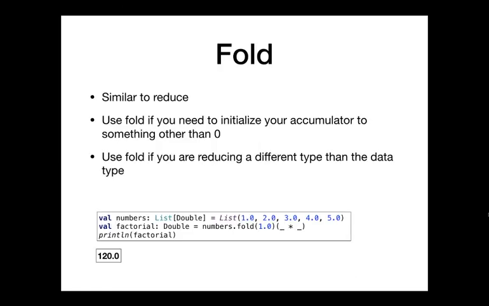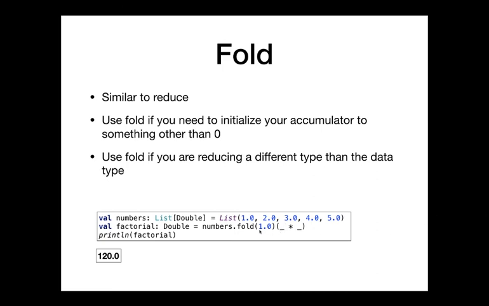Oh, I do have it. I thought I did a second example. Fold, you would also use this if you're changing the data type. So reduce has to take two elements of the same type, of the data structure type, then return that same type. You would use fold.